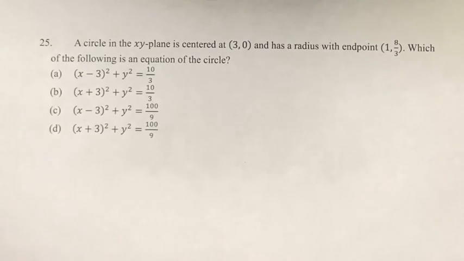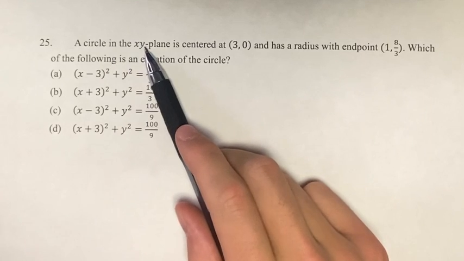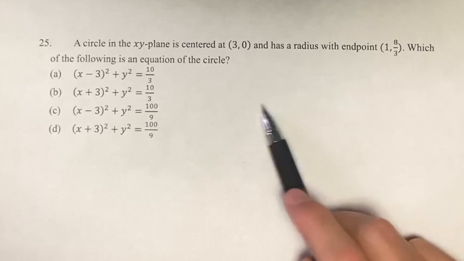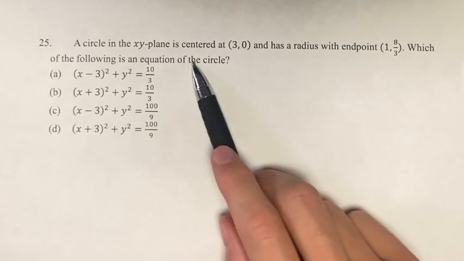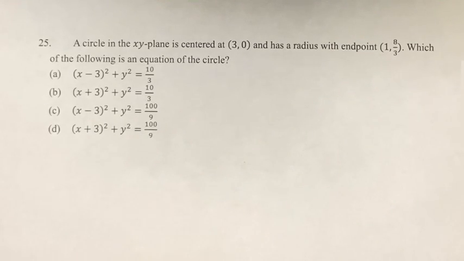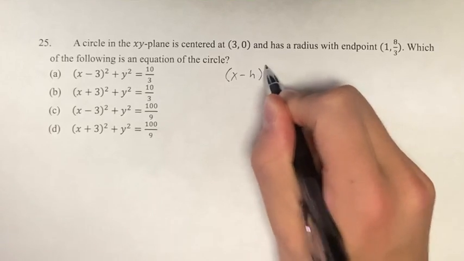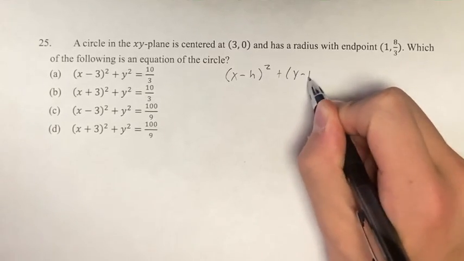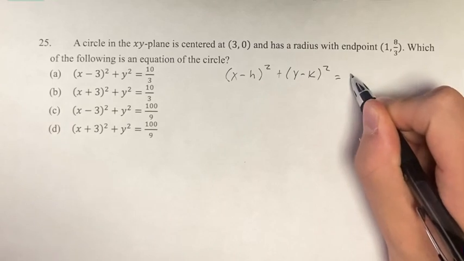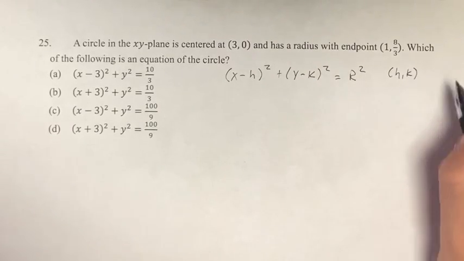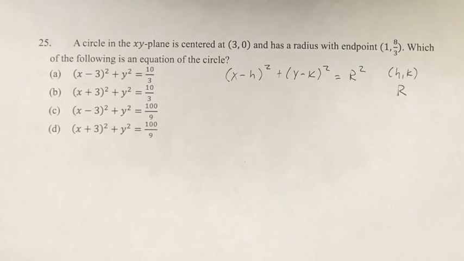In this problem, we're told a circle in the xy plane is centered at (3, 0) and has a radius with endpoint (1, 8/3). We're asked which of the following is an equation of the circle. So the equation of a circle in general is going to be of the form (x - h)^2 + (y - k)^2 = r^2, where (h, k) is the center of the circle and r is the length of the radius.